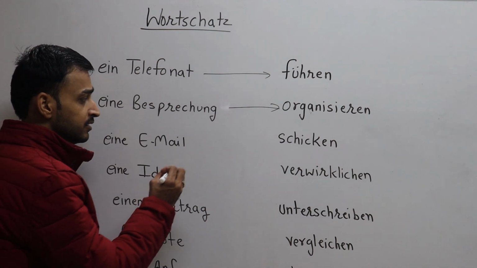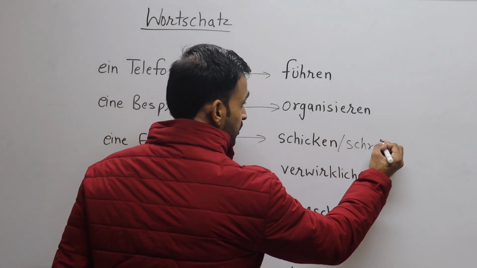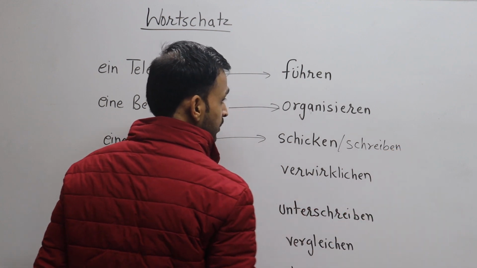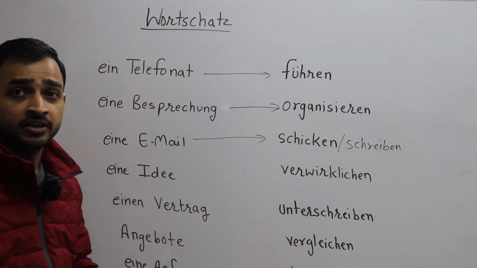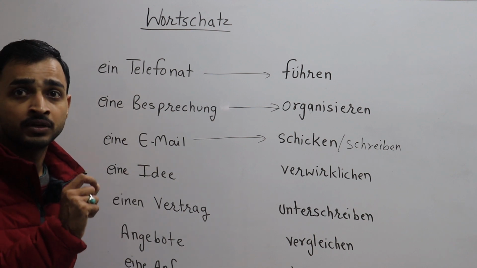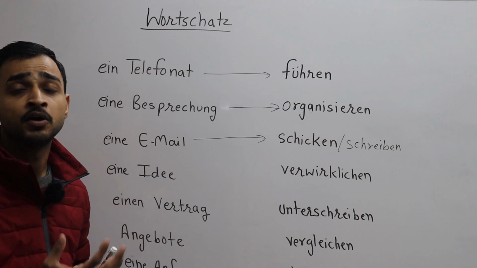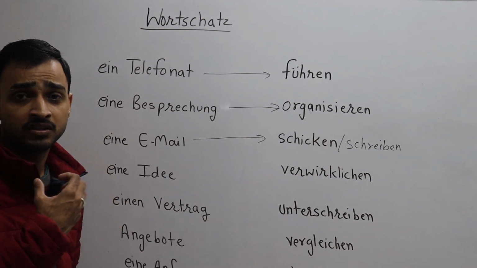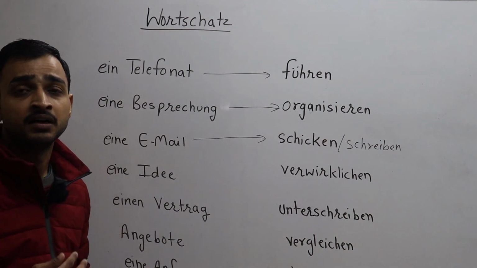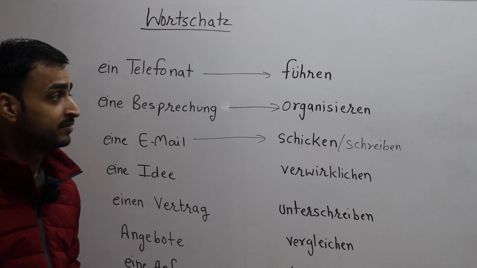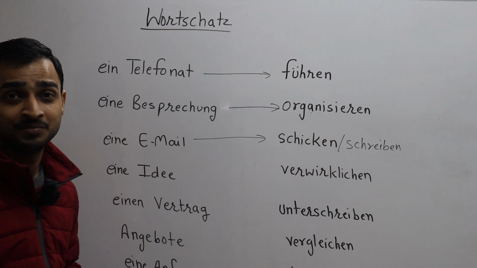Eine E-Mail schicken, email send, or email schreiben. We also say email schreiben, email schicken. Email bekommen, to get an email. So email schicken to send an email, email schreiben to write an email, email bekommen to get an email. Ich habe eine E-Mail bekommen. I have got an email. मेरे को मिला एक email. Ich schicke eine E-Mail. I send one email. Ich schreibe eine E-Mail. मैं एक email लिख रहा हूँ. I am writing an email.